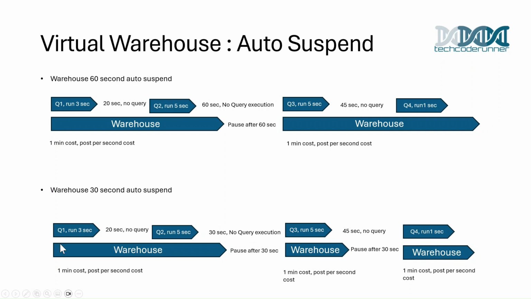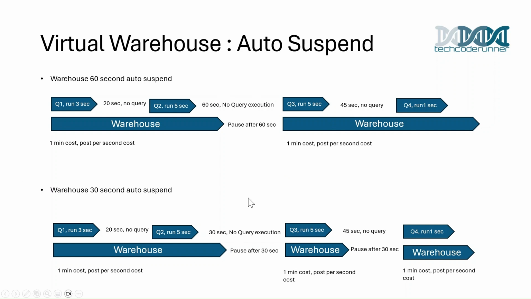So if you see here, query 1 and query 2 cost us 1 minute, but for query 3 and query 4, even though query 3 ran for 5 seconds and query 4 ran for 1 second, the bill is 1 minute for query 3 and 1 minute for query 4. So that's a double charge. That's why we need to set the auto suspend property to 60, as this is the optimal setting.